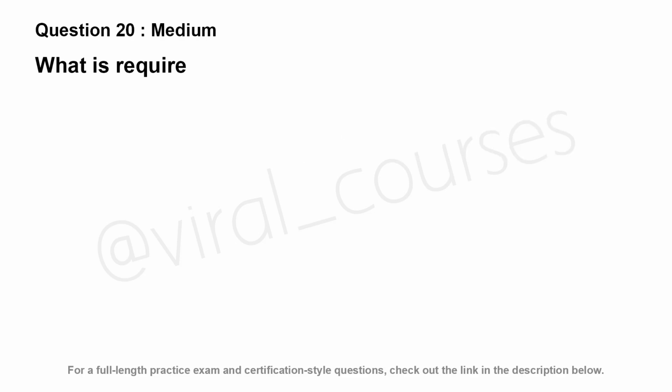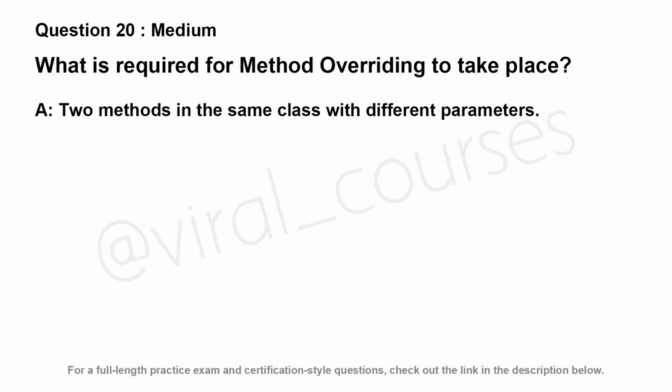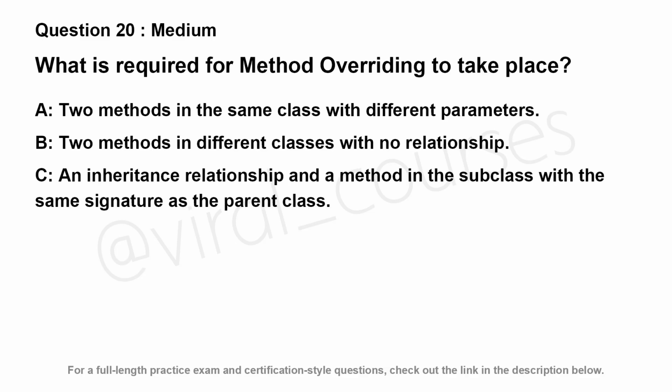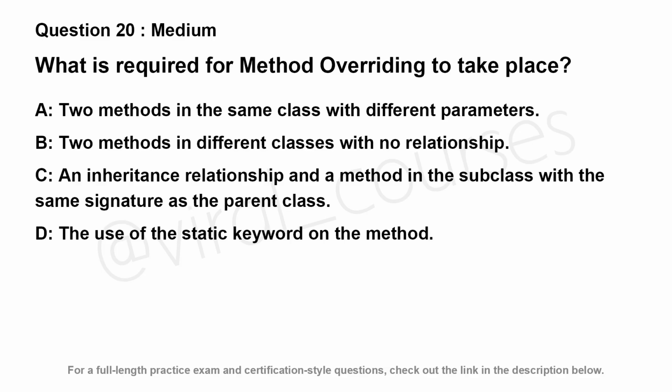What is required for method overriding to take place? Option A. Two methods in the same class with different parameters. Option B. Two methods in different classes with no relationship. Option C. An inheritance relationship and a method in the subclass with the same signature as the parent class. Option D. The use of the static keyword on the method.